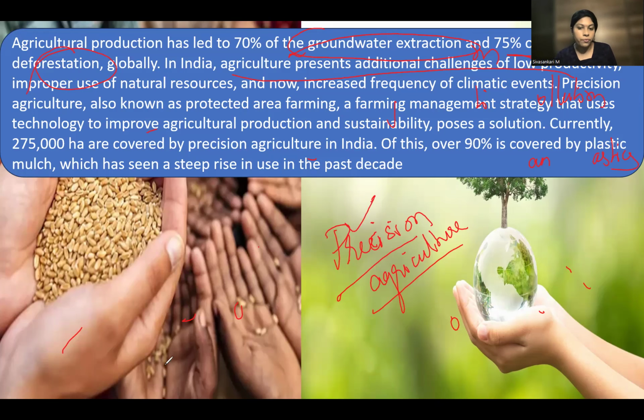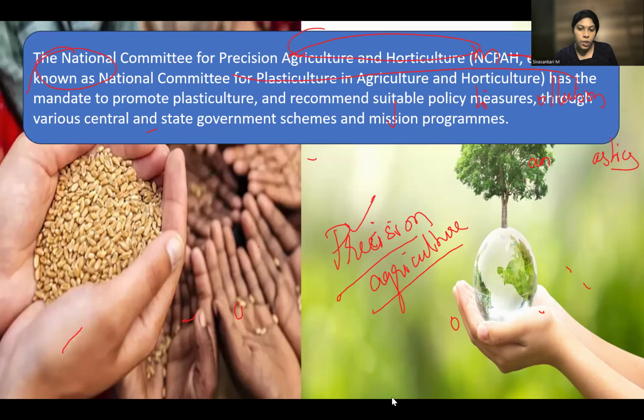See, I'll show you the National Committee. You see, this is here. The National Committee for Precision Agriculture and Horticulture. Now in India, this committee we call the National Committee for Precision Agriculture and Horticulture. But earlier, this committee's name was National Committee for Plasticulture in agriculture and horticulture. That was now changed to Precision Agriculture and Horticulture.